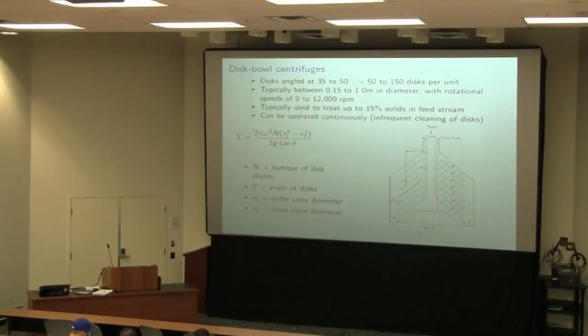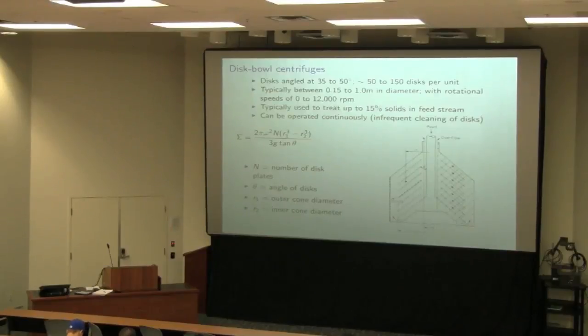There are about 50 to 150 discs per unit, which would be the two extremes on various designs. And the diameters of the vessels range between a very small 15 centimeters to a meter. So the radius would be about 7 or 8 centimeters to half a meter radius of the cone. And typical rotational speed, 0 to 12,000.